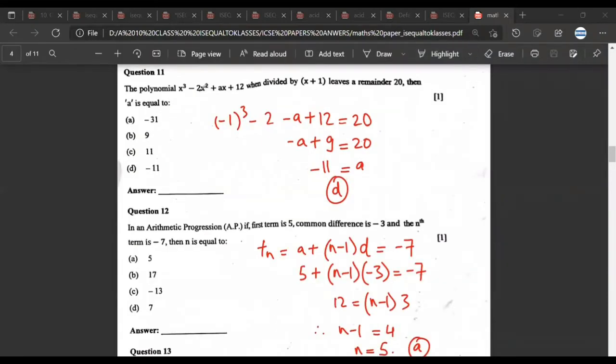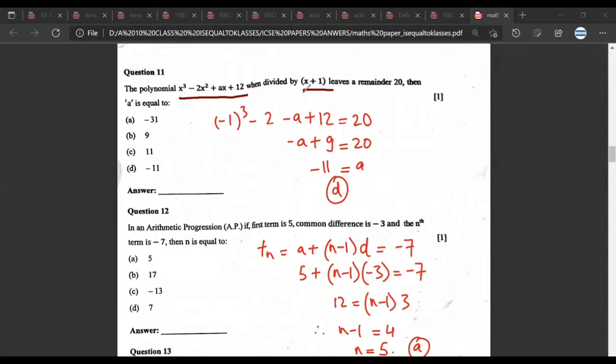Question number 11. This is a polynomial. This has to be divided by this so that the remainder is this. Again, this is similar to the first question that we did. I'm dividing by x plus 1. So x plus 1 would be equal to 0. X is equal to minus 1. When I put the value of minus 1 here, the remainder should be 20. So this would be the equation that I will form. I will solve for A. My answer will be D part.